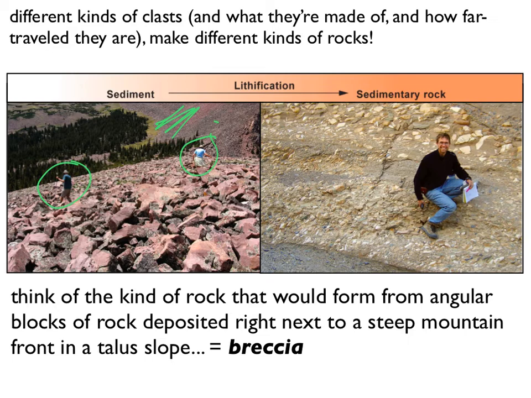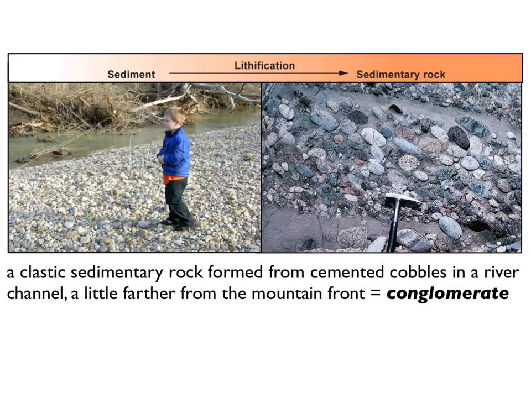If this material gets turned into a rock, gets lithified somehow, it makes a kind of rock that we call breccia. So breccia consists of really coarse-grained, poorly sorted clastic material that would not have been traveled very far, and so therefore would be deposited close to the mountain front.